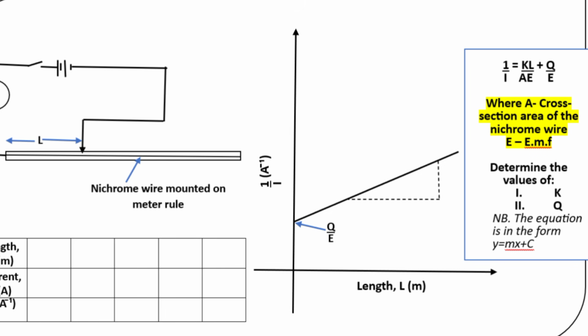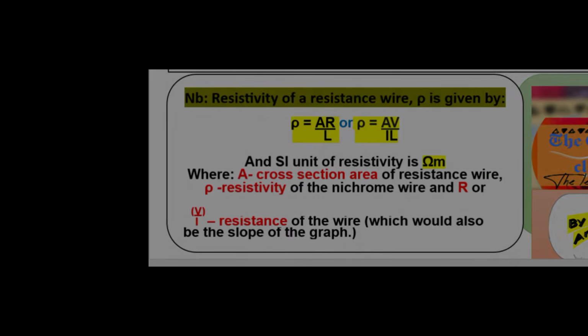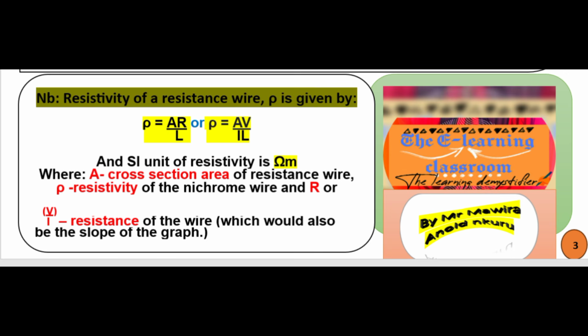So those are the four major graphs on current electricity, and also cells and simple circuits. It's also important to note that these experiments on current electricity, and cells and simple circuits can also be used to determine the resistivity of the wire. The resistivity is given by area times resistance divided by length, AR over L, which, because R is V over I from Ohm's law, can also be AV over IL.